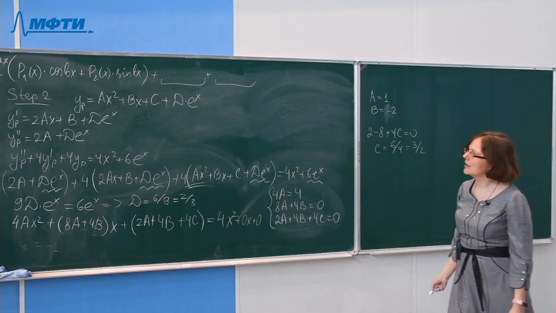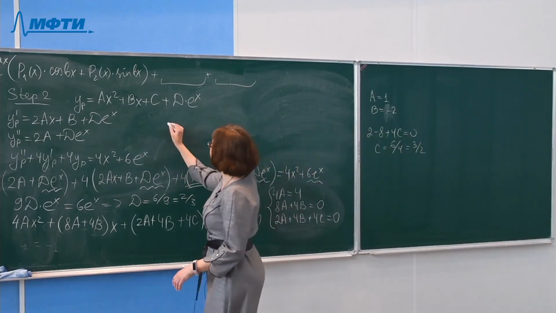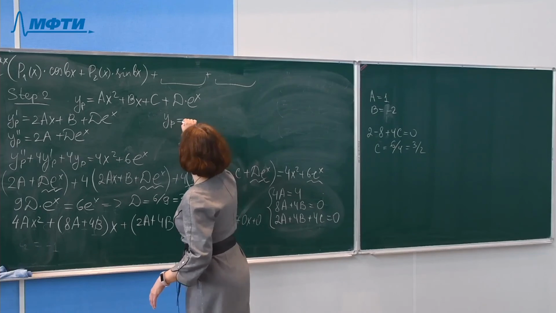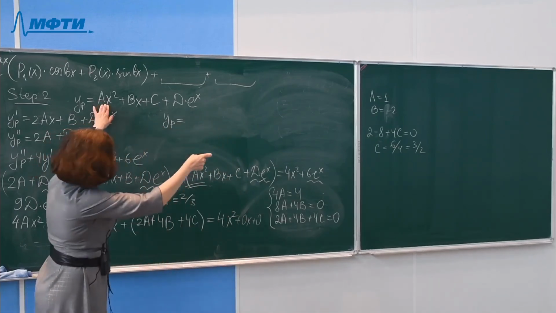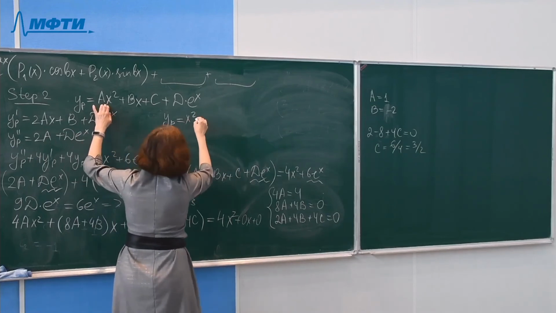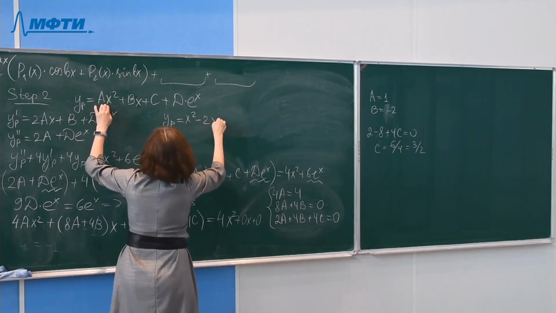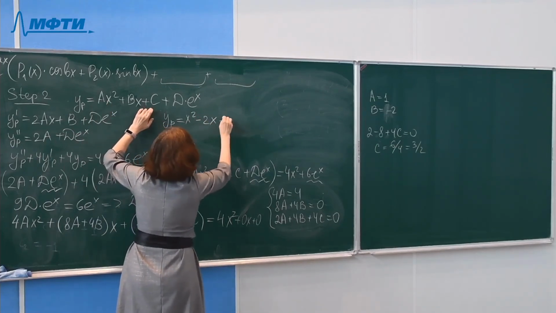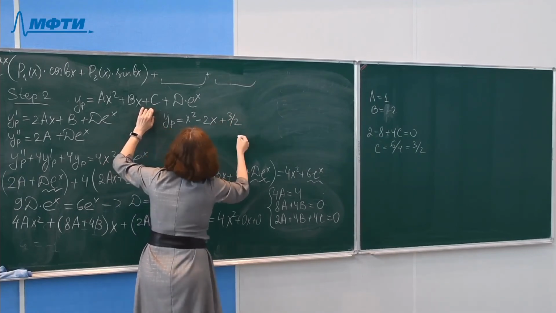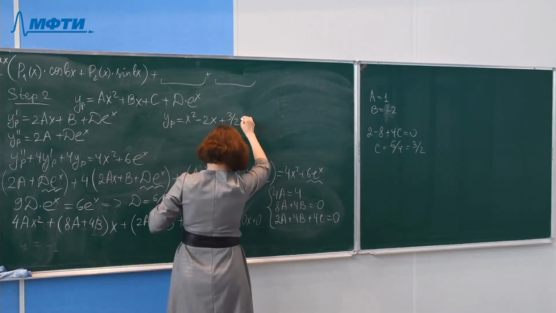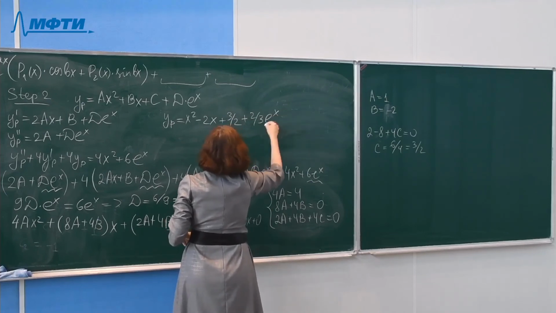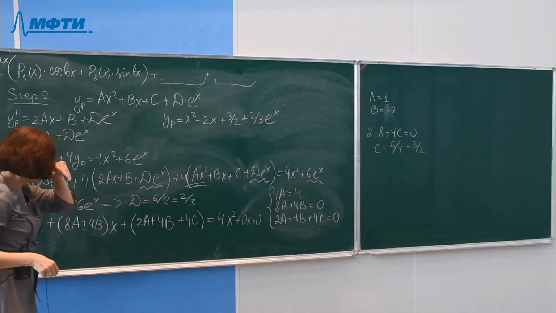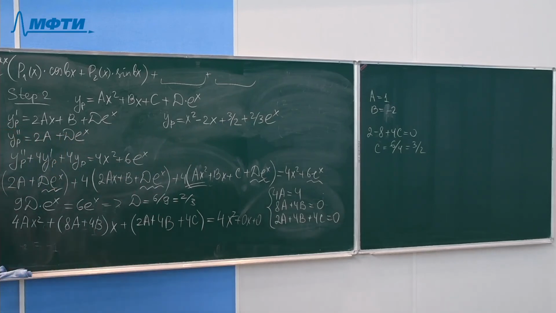And now I know y particular. So y particular must be equal to ax squared, but a is 1, so x squared. Next, minus 2x plus 3/2 plus 2/3 e to x. This is y particular. So step number 2 is completed. And now the answer.